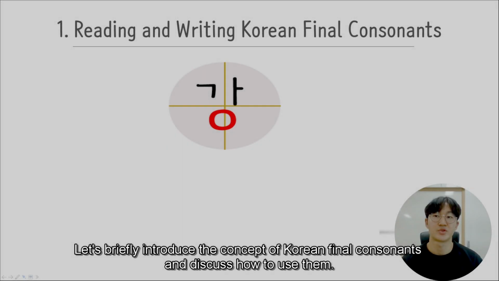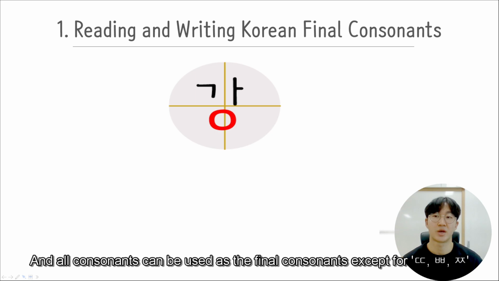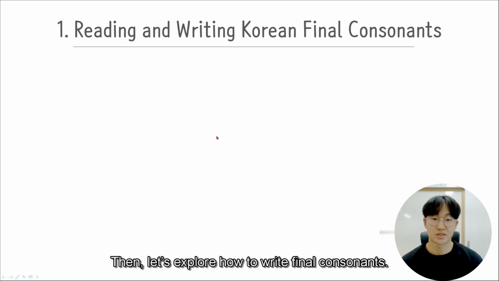Let's briefly introduce the concept of Korean final consonants and discuss how to use them. The consonant placed below the vowel, like the red iung, is called the final consonant, which is 받침 in Korean. And all consonants can be used as the final consonant except for 쌍디귿, 쌍비읍, 쌍지읒. Then, let's explore how to write final consonants.